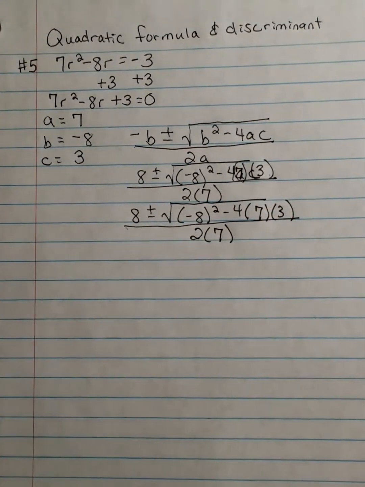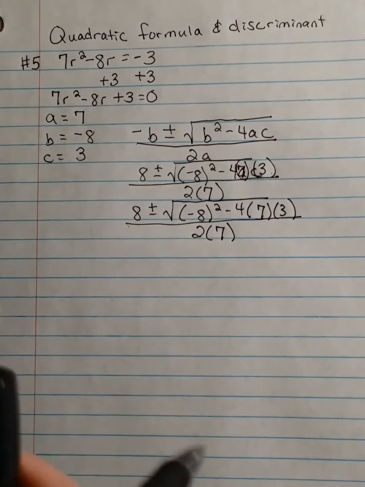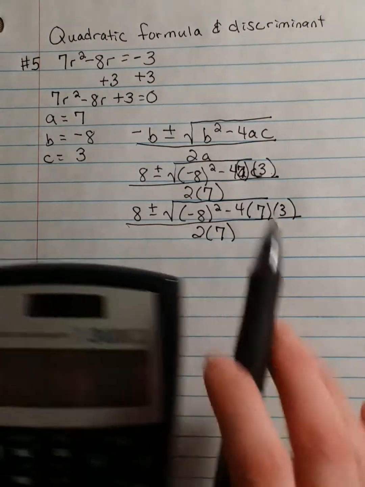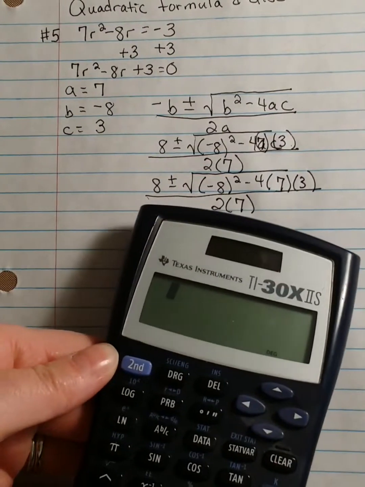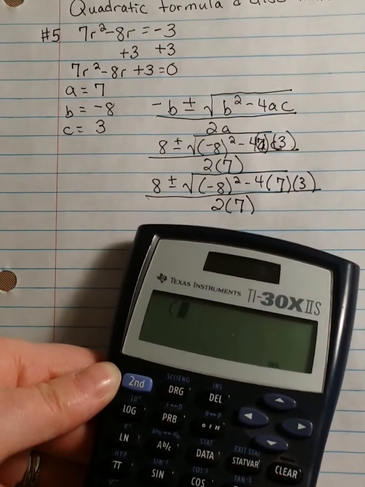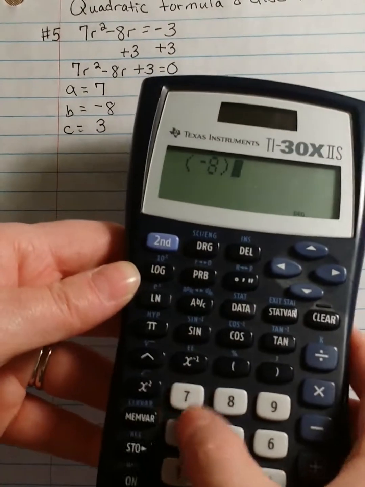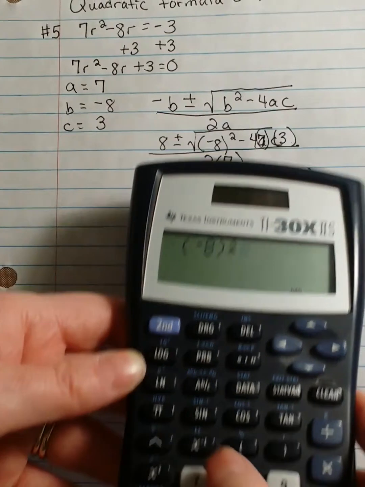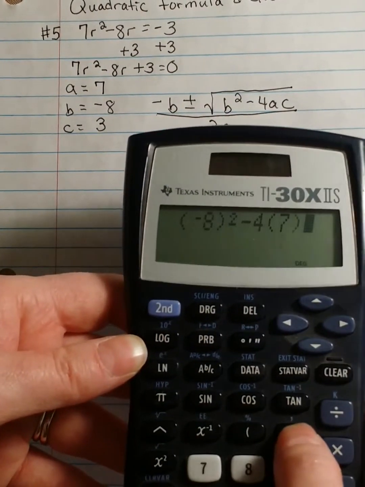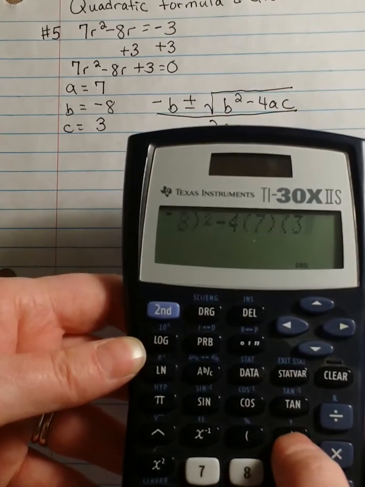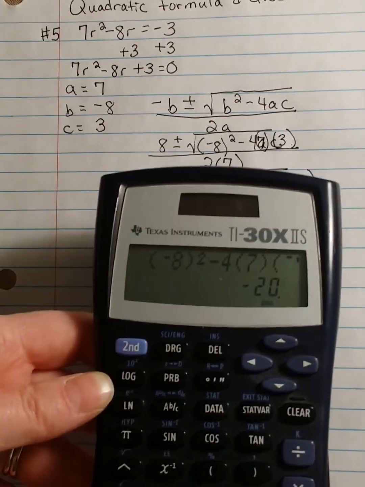So then what I would do is I would get out my calculator and just type in the stuff underneath the square root. Make sure you have parentheses on this first term or it's not going to be correct. So I'm going to turn this on and make sure I'm putting parentheses on this. So I have negative 8 parentheses. The square button is right here next to the 7. So that's going to be squared minus 4 parentheses 7 parentheses then parentheses 3 parentheses. And I just type that part in. And that gives me negative 20.